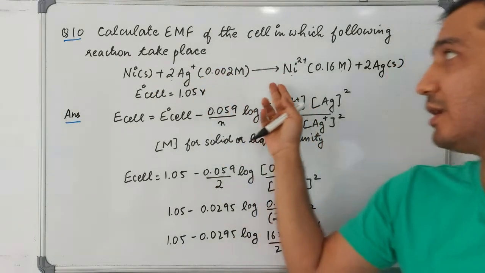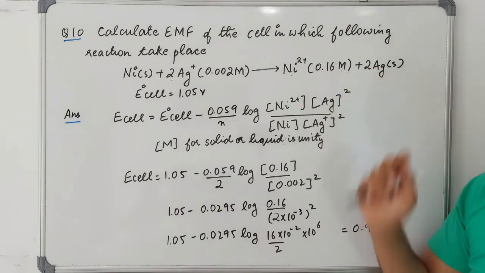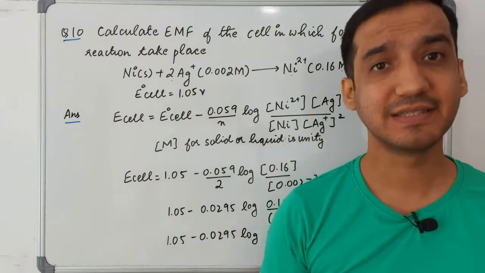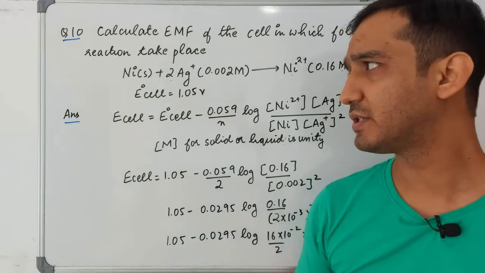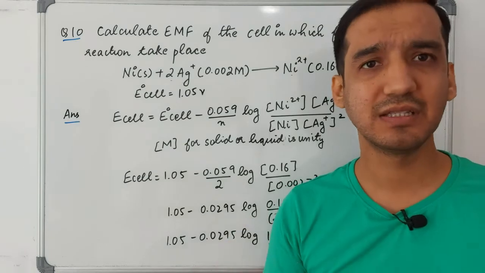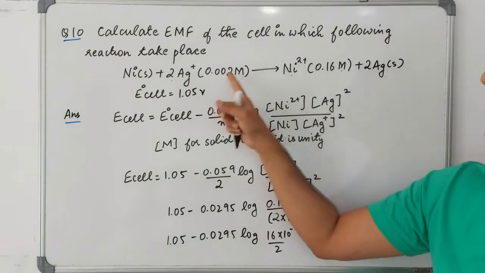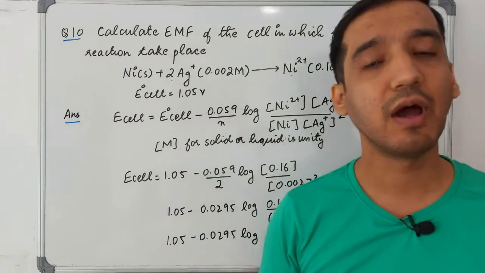The reaction results in the formation of nickel 2 plus with concentration 0.16 molar and 2 Ag solid, and E naught of the cell is given as 1.05 volts. Remember, E naught is the standard potential of the cell when both concentrations are 1 molar. But here the concentration is not 1 molar, so you have to use the Nernst equation.